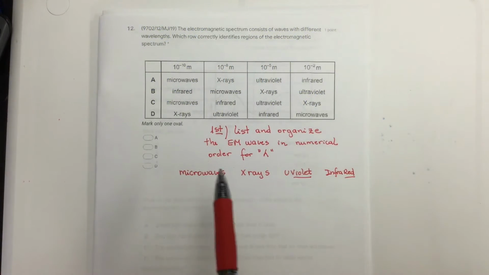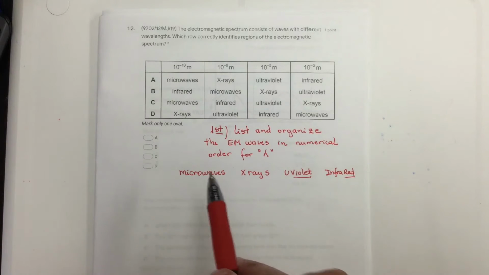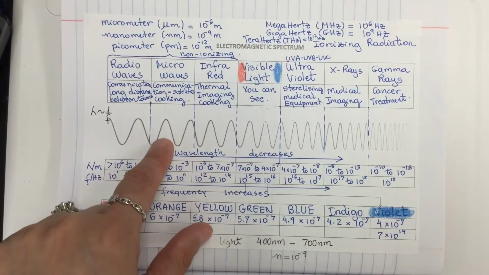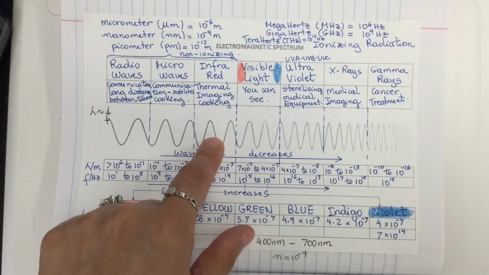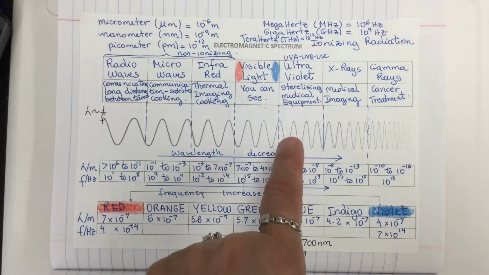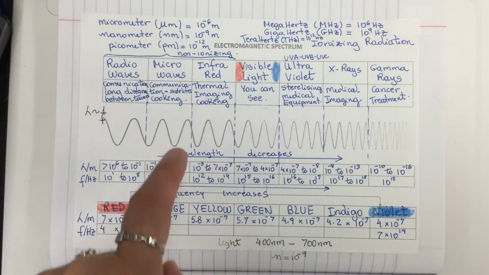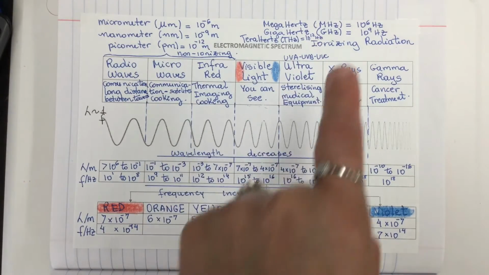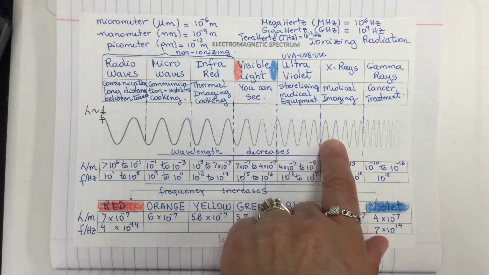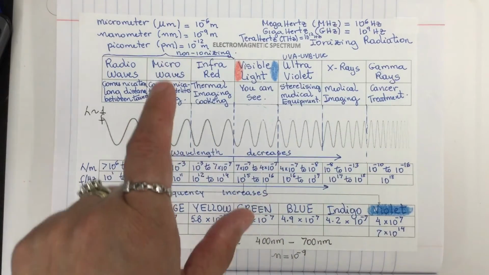So now I'm going to identify those 4 EM waves on my diagram: microwaves, X-rays, UV, and infrared. Microwaves, infrared, visible light is not included, and UV and X-ray. So look at the sequence: microwave, infrared, UV, and X-ray. So the X-ray is the shortest or the smallest wavelength compared to microwave.